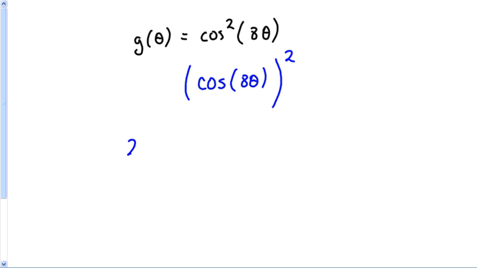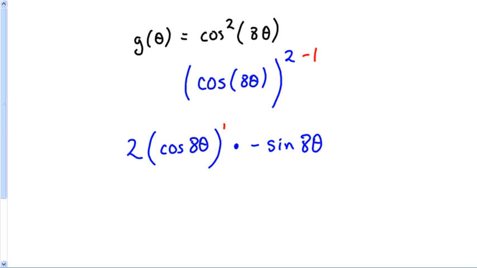So this would be 2 times cosine, I'm going to drop those little parentheses, cosine of 8 theta to the power 2, and then of course we subtract 1 from that, which is why we're just at 1 here. Now, times the derivative of cosine 8 theta. Well, the derivative of cosine is negative sine 8 theta, times the derivative of 8 theta, which would just be 8.